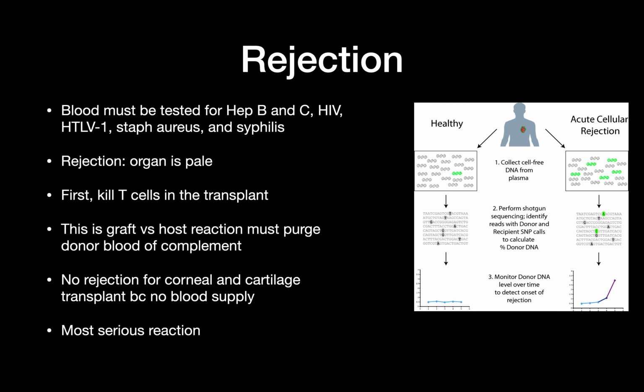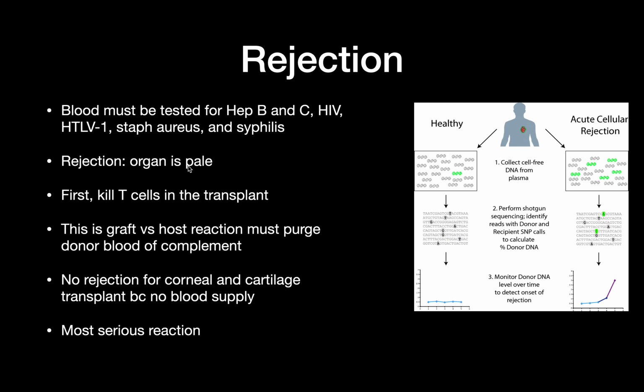So blood has to be tested for hepatitis B and C, HIV, HTLV1, Staph aureus, and syphilis because these are blood-borne diseases. So if we implant an organ, the rejection is going to be characterized by a pale organ. So there's not going to be any blood going through it.